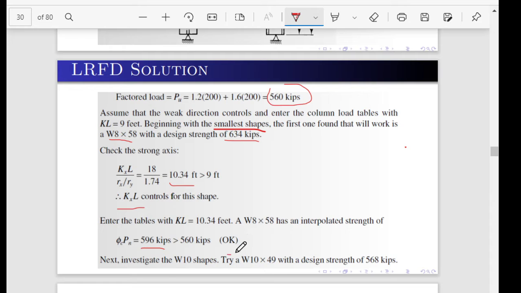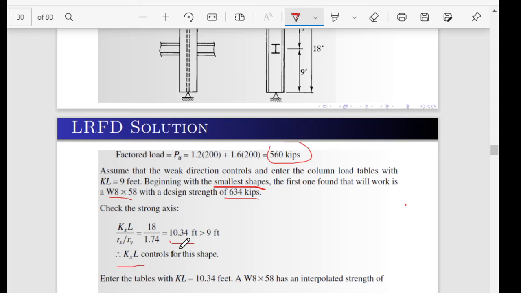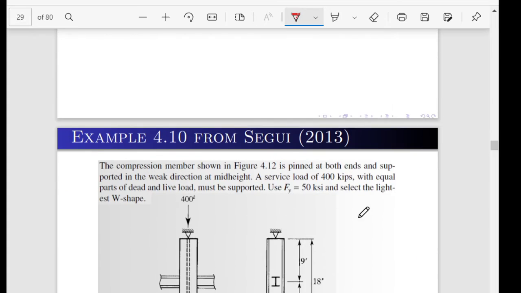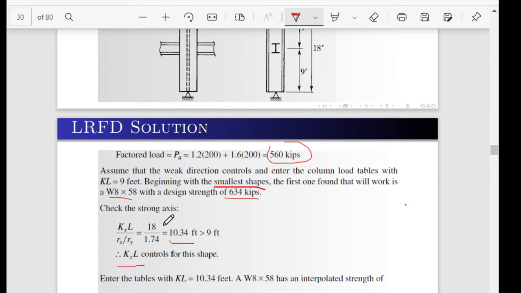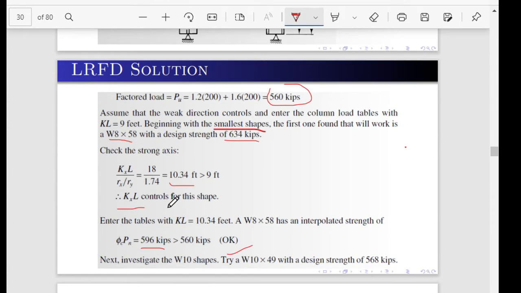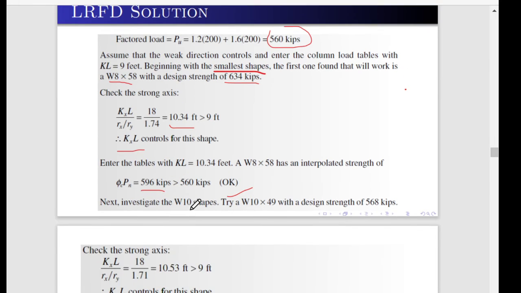So it's okay. But if it were less than that, meaning not okay, it would not be acceptable. Of course, we have to check another shape, because we are required to determine or select the lightest W shape. So aside from the W8 shape, since the sizes run from W8 to W14, now we have to check the next shape.